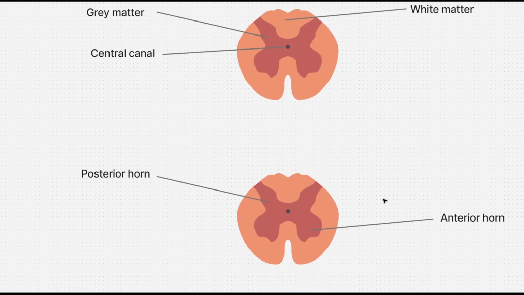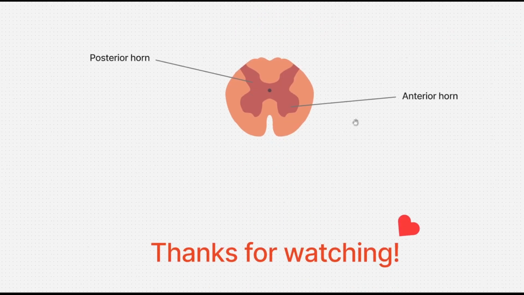Now, as we said, the gray matter is H-shaped, so you can divide that H-shape into a posterior or dorsal horn and an anterior or ventral horn. We make this distinction because later when we talk about the internal structure, you'll know that usually the posterior horn is responsible for sensory information delivery, while the anterior horn is more for the motor function or the motor actions. And that's basically it.